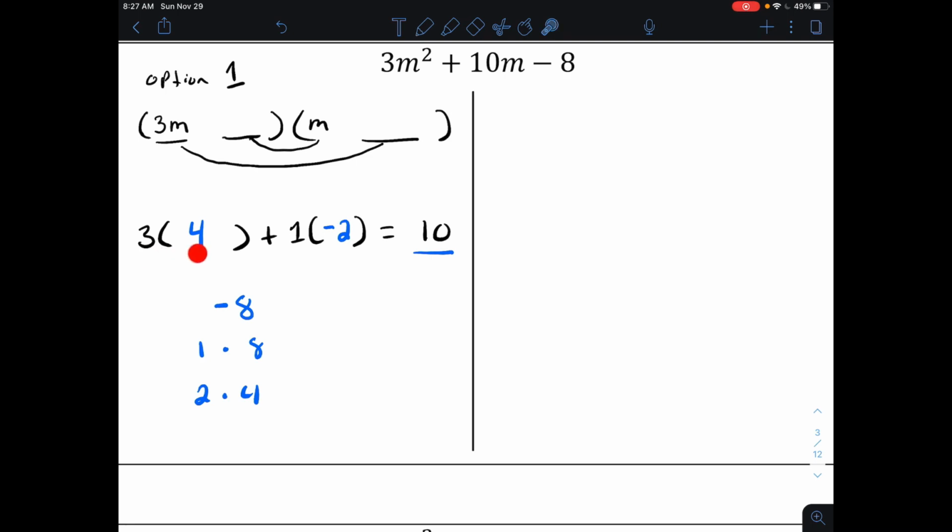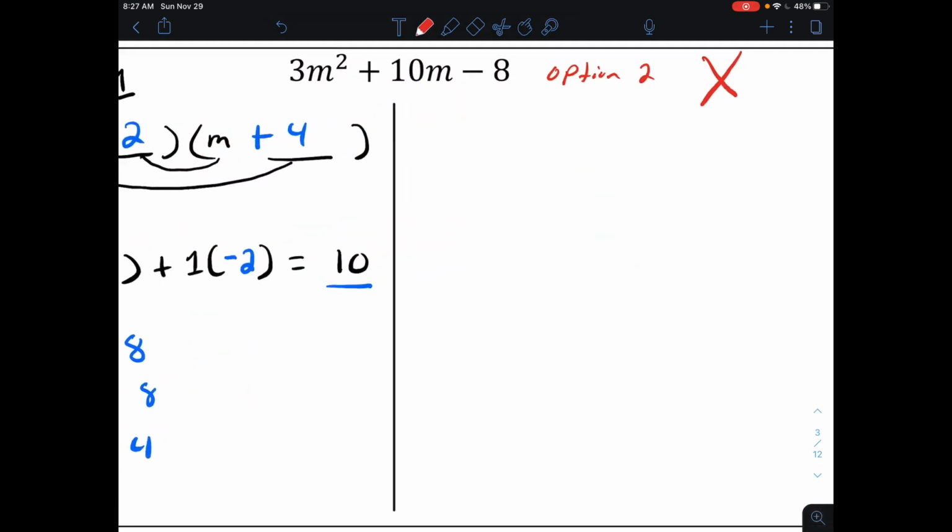Now, looking at what we have, the 3 has to multiply to the 4, so that means the positive 4 goes in the second set of parentheses. And the 1 has to multiply to the negative 2, so that means minus 2 goes into this first set of parentheses. There's our factored form.